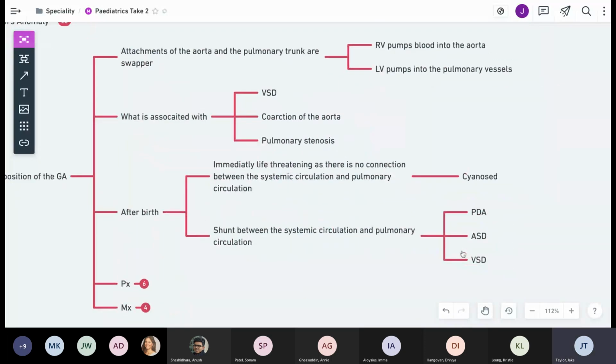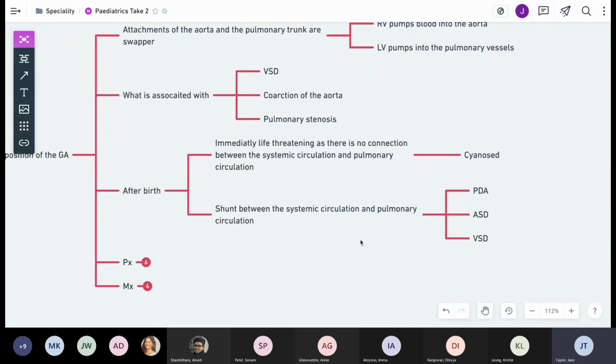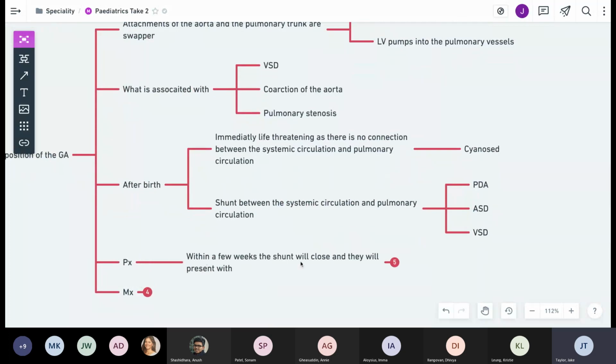The only way that there really is life is that there is a shunt between the systemic circulation and the pulmonary circulation: a PDA, ASD, VSD. They'll present within a few weeks, as the shunt will close. As I said before, the shunt tends to close around day 3 or 4, or begins to close immediately once you take the first breath of life, but it can last up to 14 days.